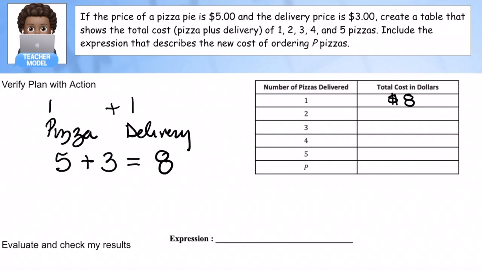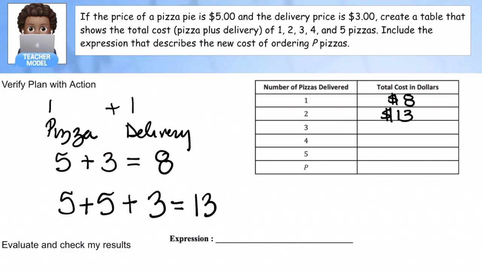Let's say we buy 2 pizzas. So if I buy 2 pizzas, I'm paying $5 for each pizza. And now let's think through the delivery. Now when I buy 2 pizza pies, are they going to charge me for twice the delivery? No. The delivery cost is still just going to be $3 because they're not charging to deliver each pie. It's 1 delivery. So altogether this is $13. And so if I were to buy 3 pizzas, 5 plus 5 plus 5 plus 1 delivery. So that's $18.